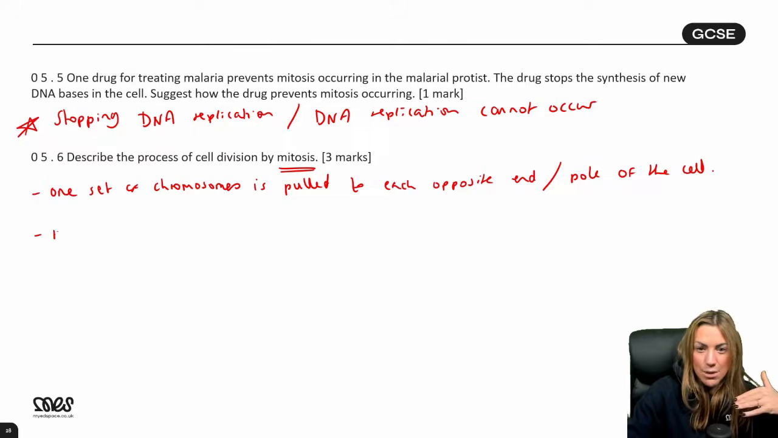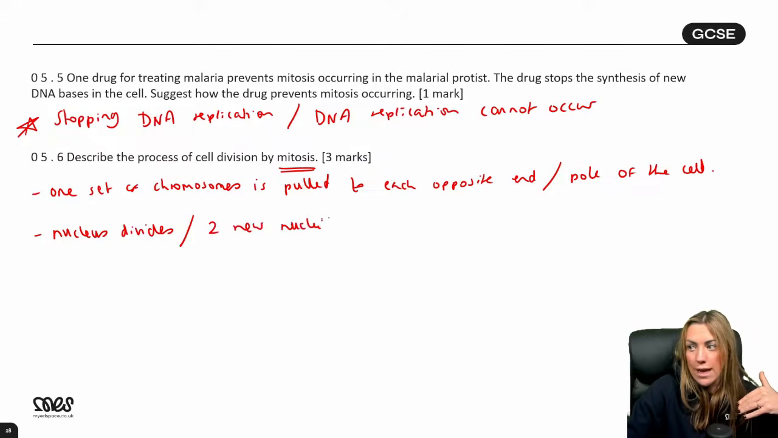Then after that's happened, the nucleus divides, or you can say 2 new nuclei form, because remember, mitosis is nuclear division. So the nucleus divides, or as an alternative, 2 new nuclei form. That's all we can say for that point.